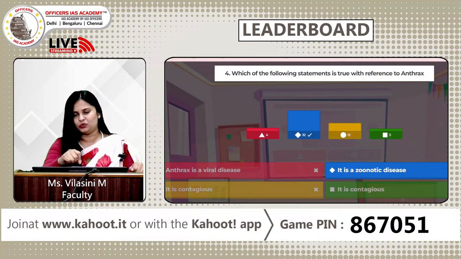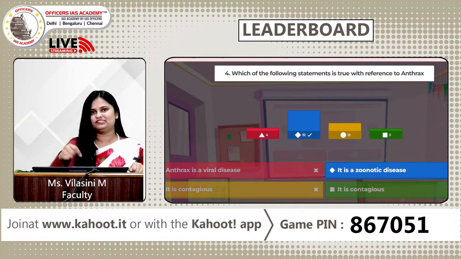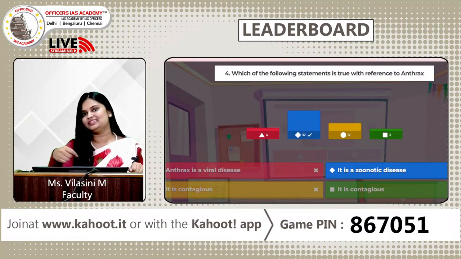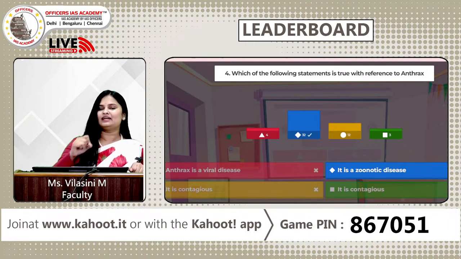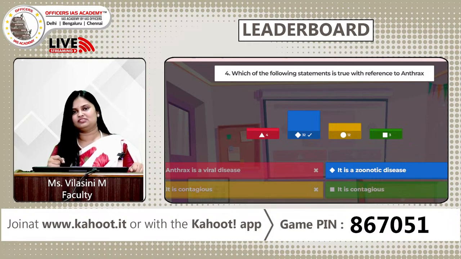Talking about statement 2, anthrax is a zoonotic disease. Zoonotic diseases are those diseases which can be transmitted by animals to humans. And yes, this statement is definitely true. Anthrax is contagious? No. Actually, anthrax is non-contagious. WHO says that anthrax is not regarded as contagious because person-to-person transmission in the case of anthrax is rare.